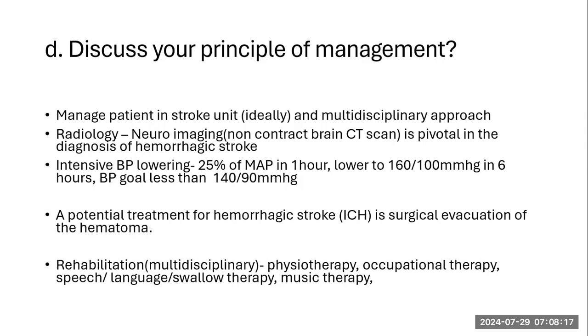I want to ensure intensive BP lowering, 25% of mean arterial pressure in the first hour, and I will lower to 160 over 100 millimeters of mercury in the next 6 hours. And I also want to meet my BP target goal, which should be less than 140 millimeters of mercury in the next 48 hours. A potential treatment of intracerebral hemorrhagic stroke is surgical evacuation of the hematoma by a neurosurgeon if indicated. Then rehabilitation is also very important, which is multidisciplinary and includes physiotherapists, occupational therapy, speech language or swallow therapy, and also music therapy.